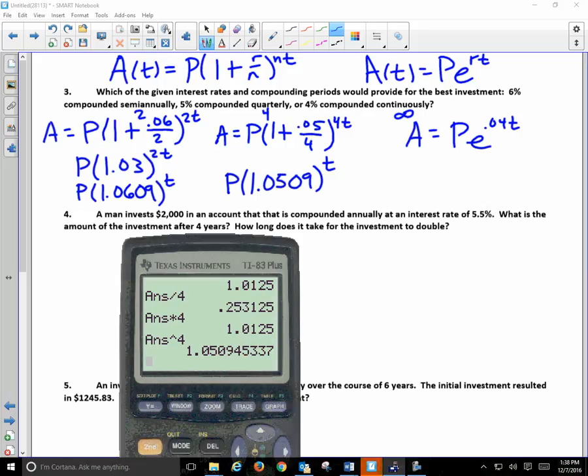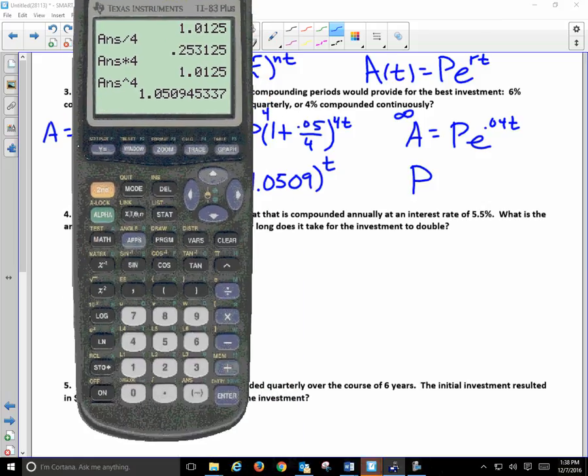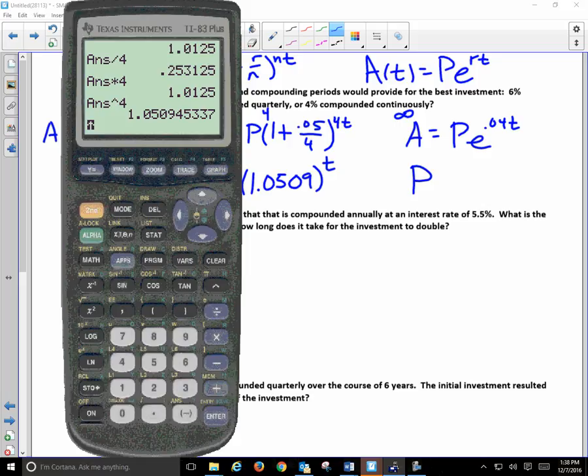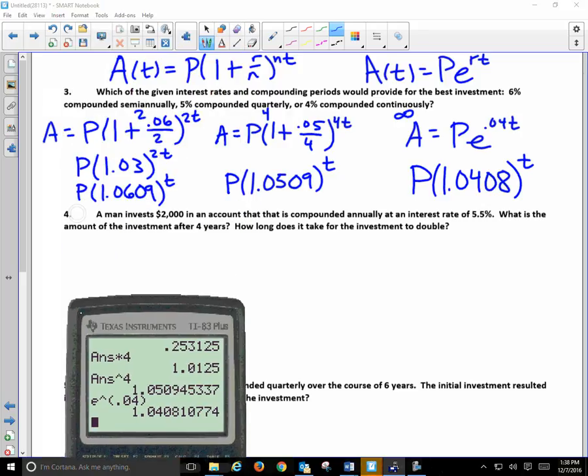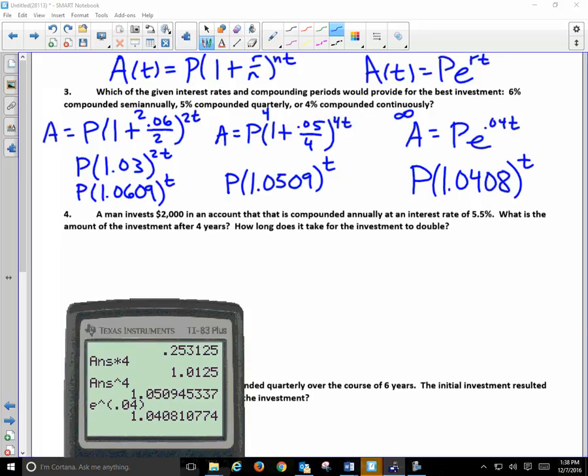The last one, I have P times e to the 0.04. Well, I know how to use e. I've got second natural log. I'll go 0.04, and I get 1.0408. So Lauren is investing her money. Unfortunately, she would have been better off investing it into the first option.